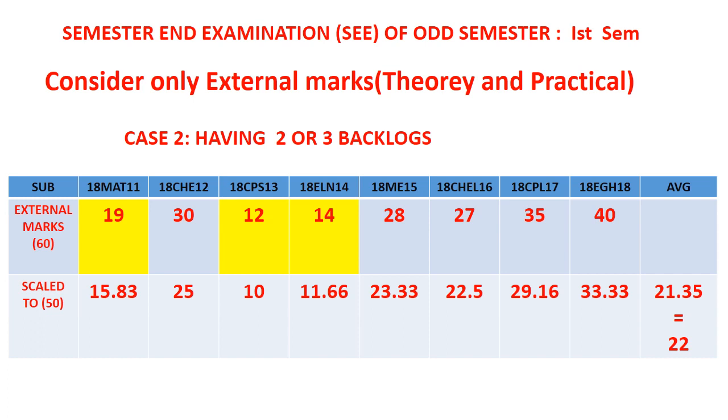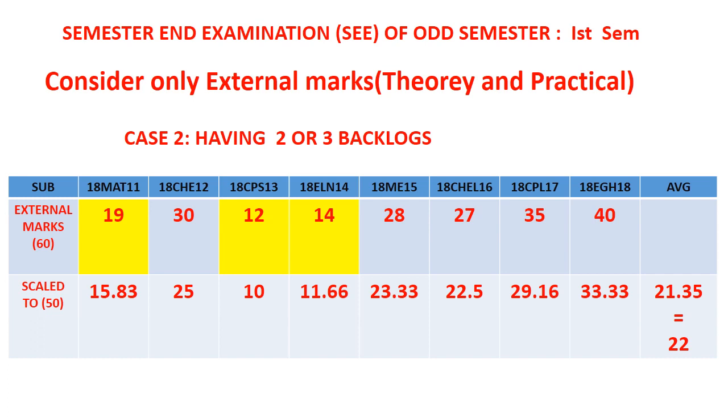If the student has 2 or 3 backlog subjects, I have taken the same 8 subjects, with external marks out of 60. For maths he got 19, a failed subject; chemistry 30; CPS, computer programming, 12; electronics 14; mechanical engineering 28; chemistry lab 27; CPL lab 35; engineering English 40. So these are the marks he scored out of 60 for the external examination, only external. So 19, 12, 14 are the backlog subjects.